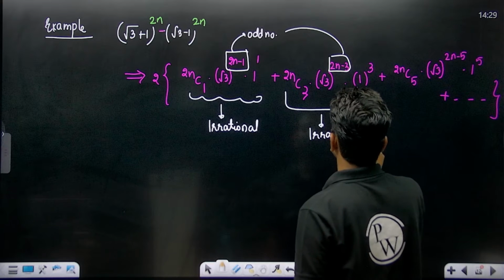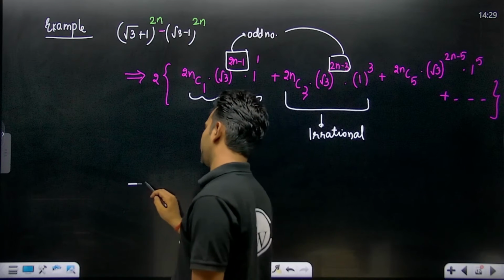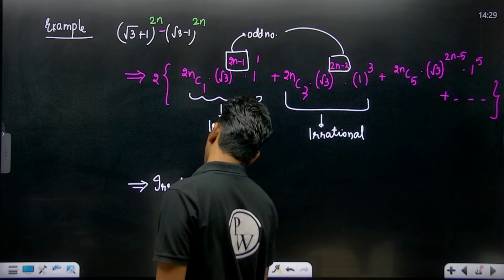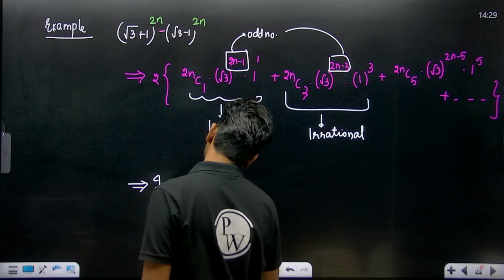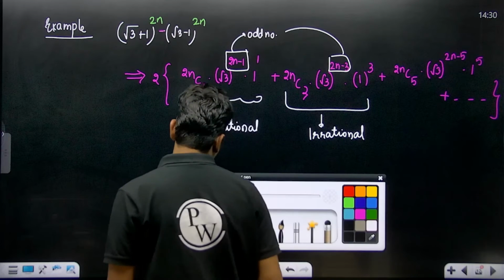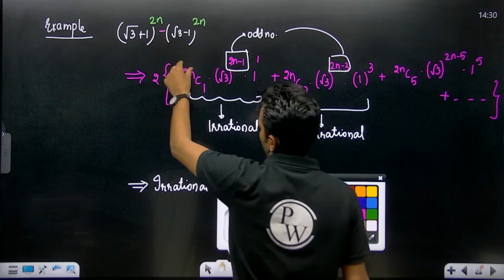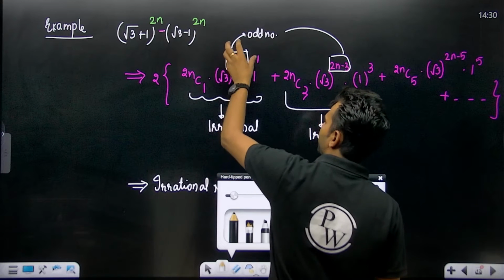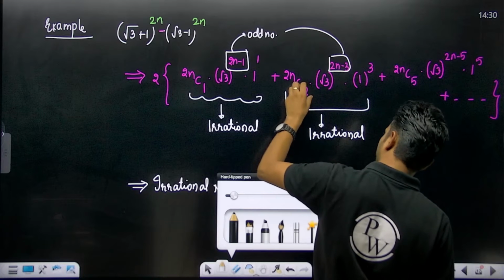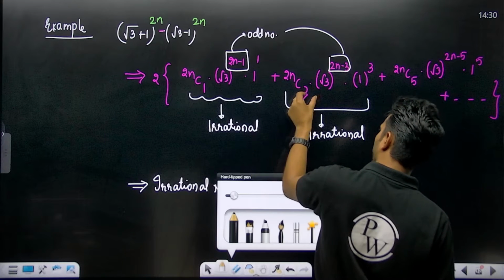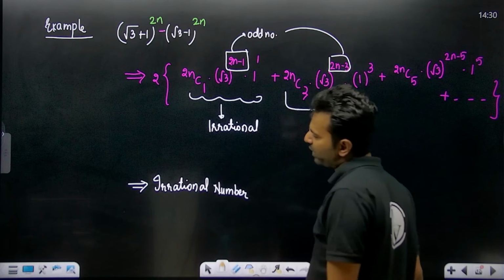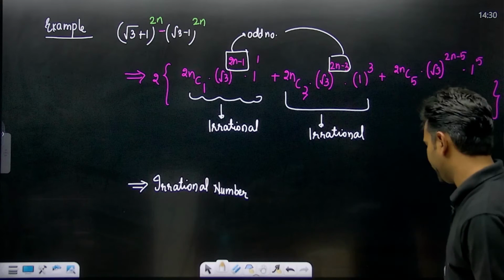So don't you think that the overall term is going to be nothing but an irrational number overall? Yes. Rather, if you have a plus sign over here, then 2n c2 root 3 to the power even number, 2n c4 root 3 to the power even number, and so on, so over here also even power. In that case, the expression would have been a rational number or not. Think over it, all of you.